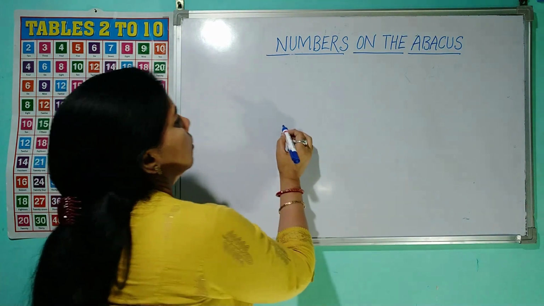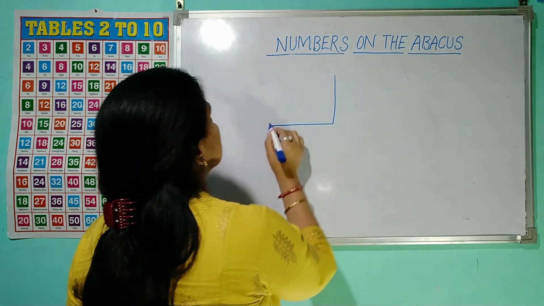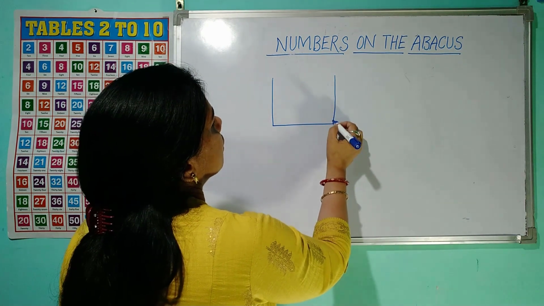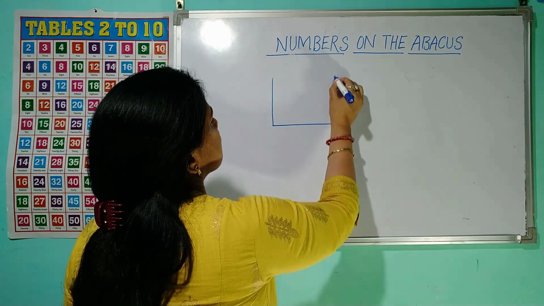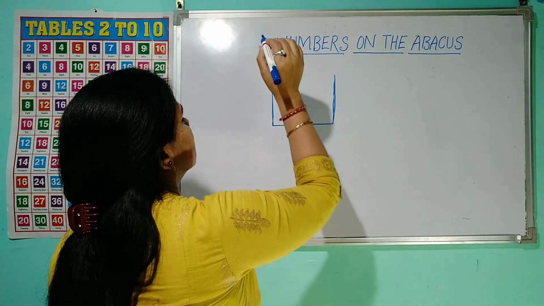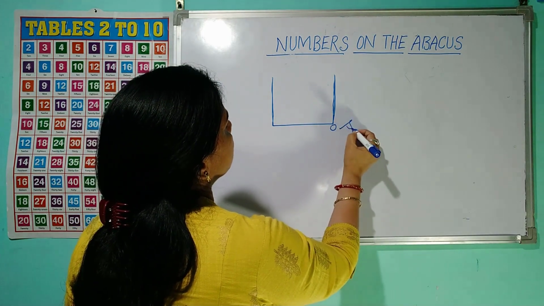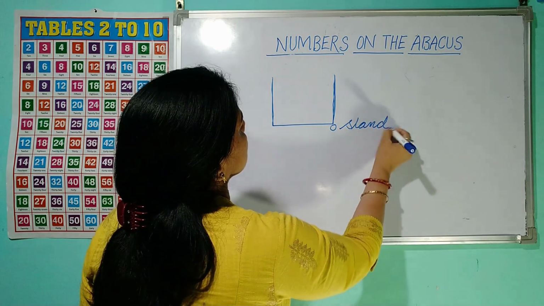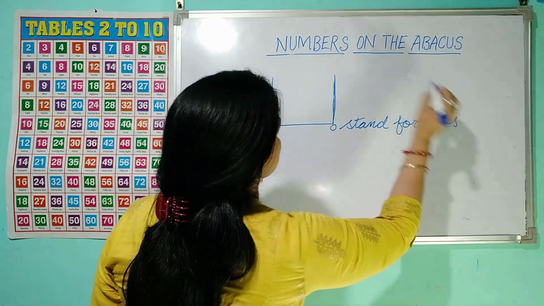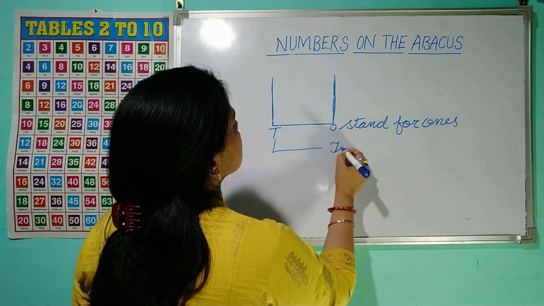Now baseline, first line, second line. First line represent here one spike and second line represent here 10 spike. O stand for ones. T stand for tens.